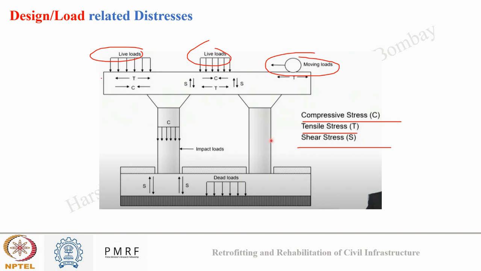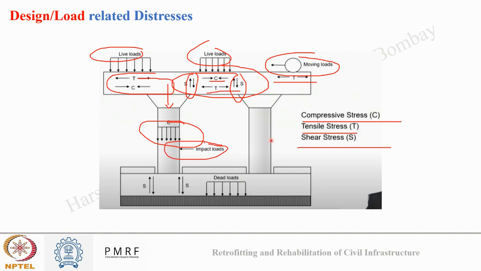Here you can see in the cantilever part, tensile stress at the top, compressive at the bottom. In the mid section, you can see compression at the top, tensile at the bottom, and shear at the edges near the supports. Here again you can see tensile stress generated due to moving load. In the column pier, you can see compressive stress generated due to axial load from above, and impact load that can come as water splashes the bridge. Here in the foundation, you can also see dead load and shear load near the support. So these are different types of stresses that are generated within a structure.